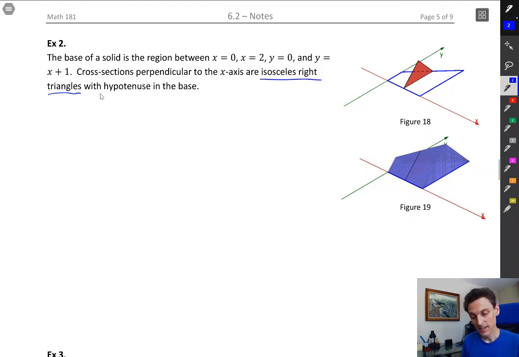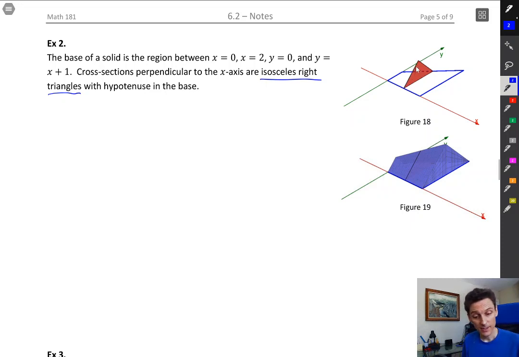Now, another part of it is that it says the hypotenuse of the right triangles is in the base. So this angle up on the top of these triangles, as drawn in figure 18, is a right angle. And the hypotenuse, which is opposite the right angle, is going to be along the base. The base is talking about the bottom of this solid that we're making, which is basically the region in the xy plane. So the hypotenuse is going to be along the base, and then the isosceles right triangle will come up out of the xy plane.